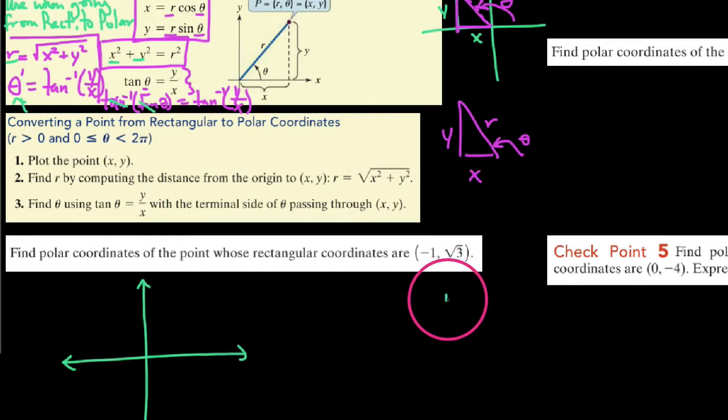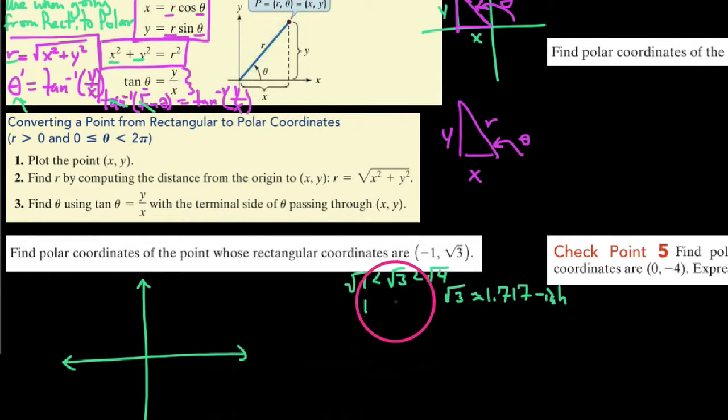But the thing that we want to recognize here is that the square root of 3, and we can get a decimal on this, is about 1.7, ish. But 1.7 is a safe bet here. Basically, we're going to go left 1 and up a little bit more than 1, but not as much as 2. We know that the square root of 3 is between the square root of 1 and the square root of 4, and so this value has to be somewhere between 1 and 2.